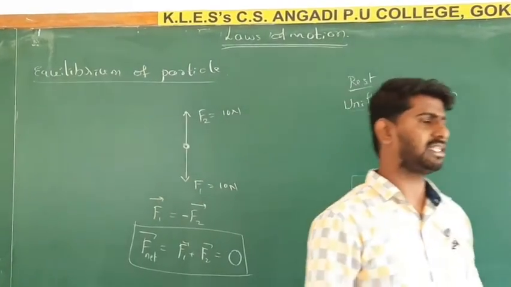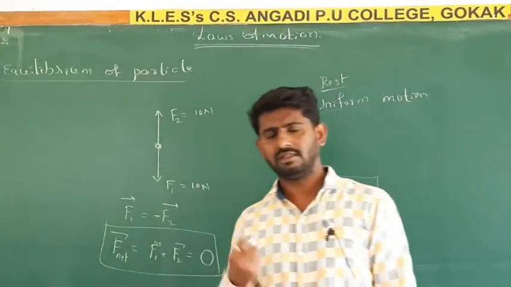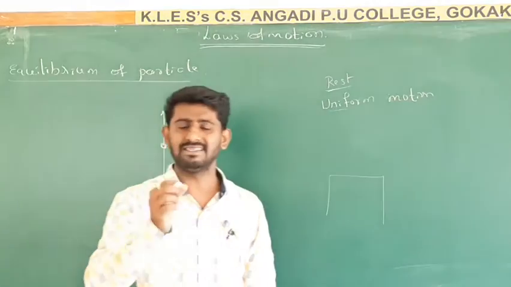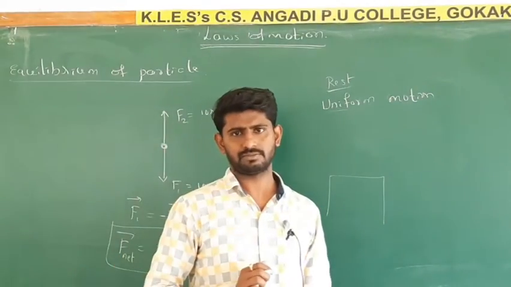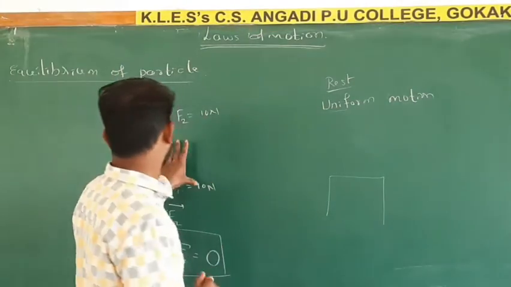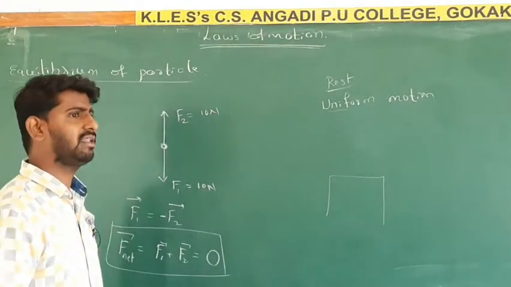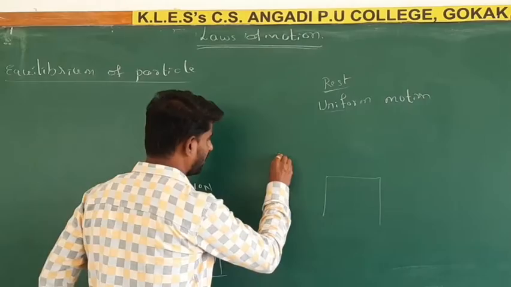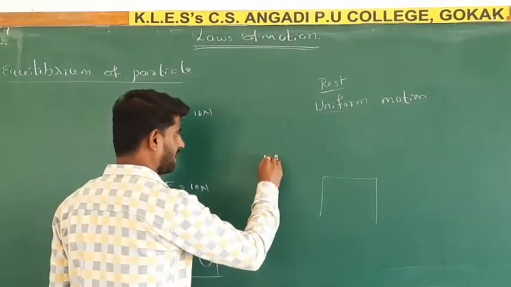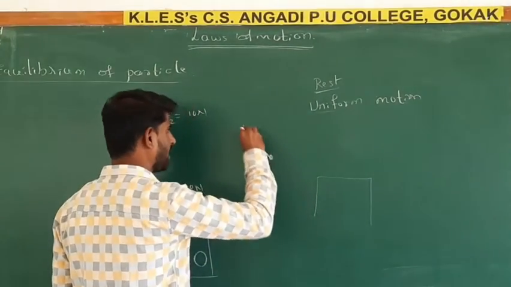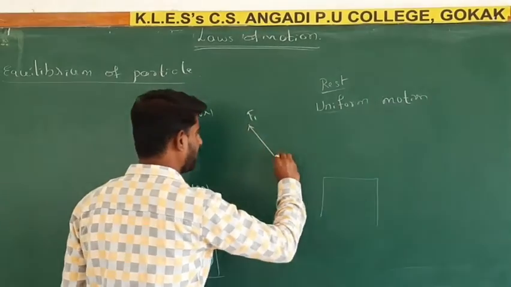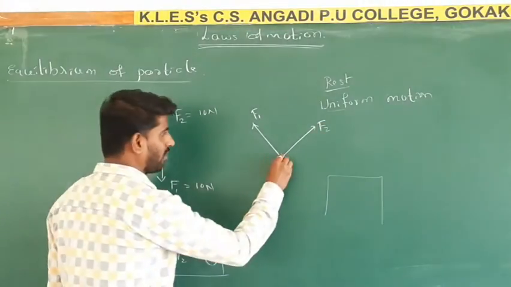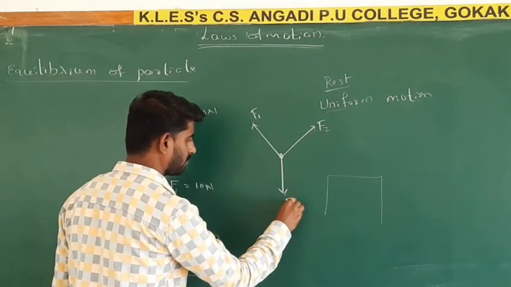So when do you say the particle is at equilibrium? Whenever the net force acting on a body is 0, we say the particle is in equilibrium. This is about two forces. Suppose there are three forces acting on a single particle. This is a particle with a force acting in this direction, which I call F1, one more force acting in this direction, F2, and one more force, F3.